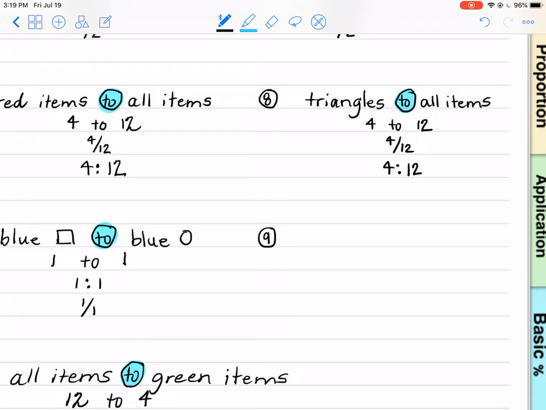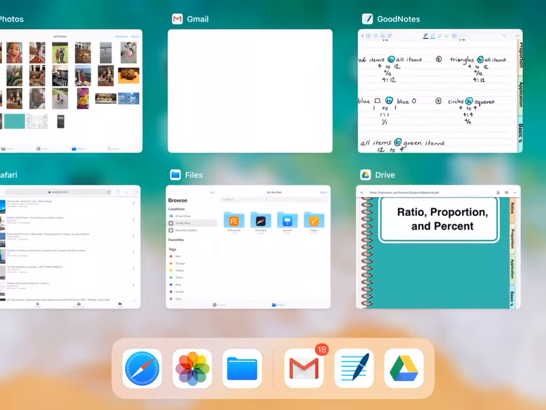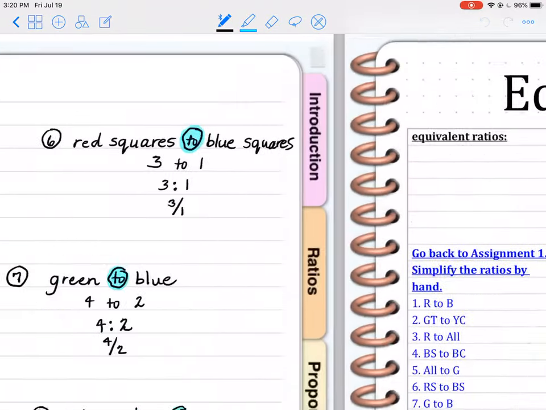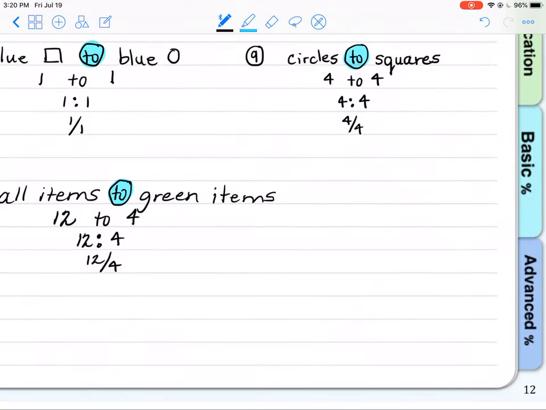Number 9, I have circles to squares. Color is not relevant in this particular statement. There are 4 circles to 4 squares. So 4 to 4 or 4 over 4 is the answer. Sorry, can't get it to scroll for me.